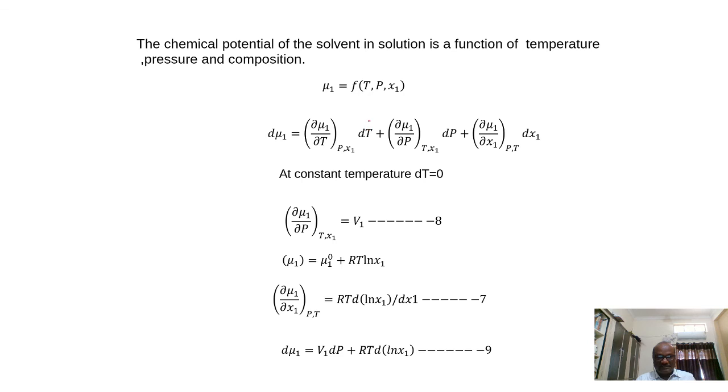This is at constant temperature, that's why the first term becomes 0. Only these two terms will be present. In these two terms, d mu1 by dp at constant temperature and x1 is equal to v1, and d mu1 by dx1 at constant pressure and temperature will be equal to RT d log x1. So we are substituting: v1 into dp plus RT d log x1. That is equal to what? d mu1. So d mu1 is equal to v1 dp plus RT d log x1.